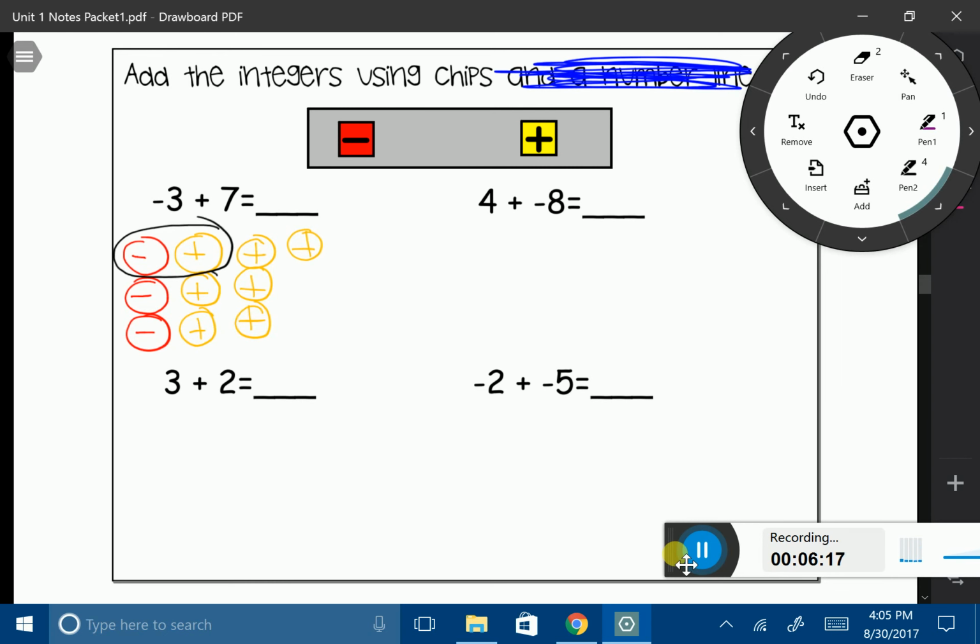All right, let's see how many zero pairs we can create. There's 1, there's 2, and there's 3. Now, there's not always 3 zero pairs. It's just a coincidence that the last 3 problems had 3 zero pairs. But in our case, this problem did have 3 zero pairs.